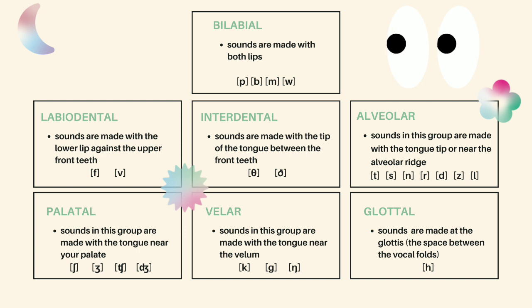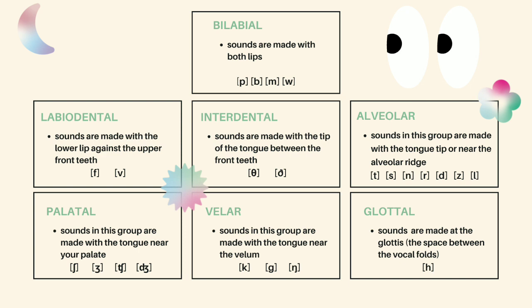And velar, the sounds in this group are made with the tongue near the velum. English has the following velar consonants: k, as in kite and back, g, as in good and bug, ng, as in going and uncle. Let us take note that the ng sound in this word is not made at the alveolar ridge, which is why it is distinct from n.